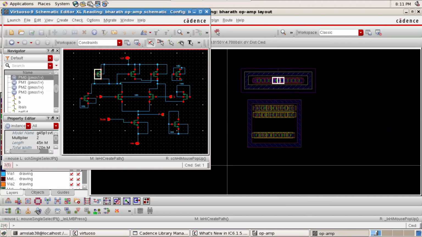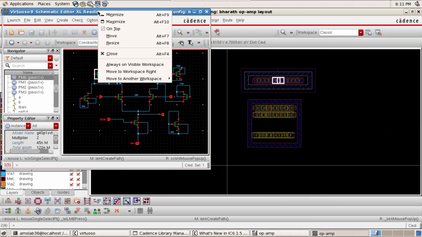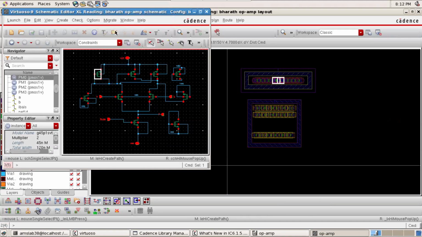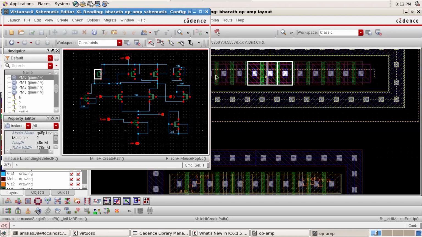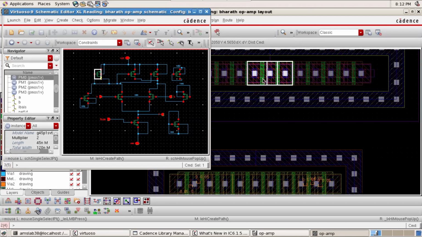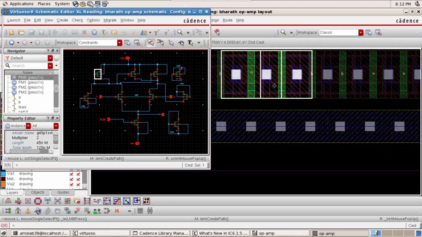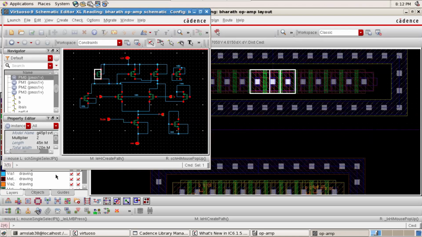I have made it always on top. I right clicked here and made it on top, so the schematic will stay on top until I minimize. I am showing you this is a diode connected device, where this is the drain point and the sources are here.